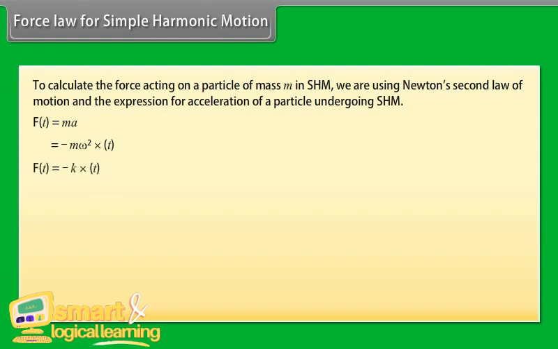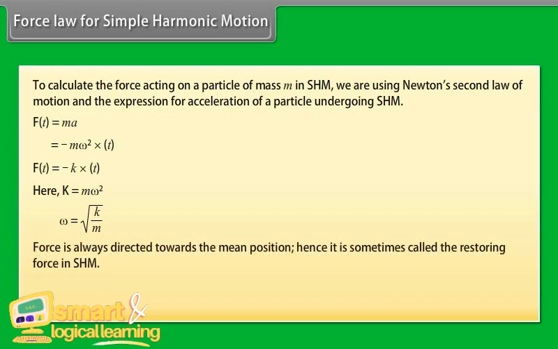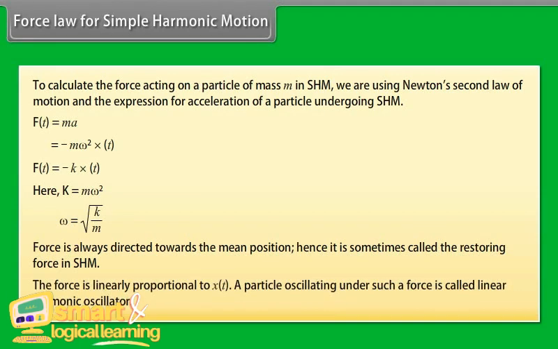F(t) is equal to minus k into x(t). Here, k is equal to m omega square. Omega is equal to under root k upon m. Force is always directed towards the mean position. Hence, it is sometimes called the restoring force in simple harmonic motion. The force is linearly proportional to x(t). A particle oscillating under such a force is called linear harmonic oscillator.